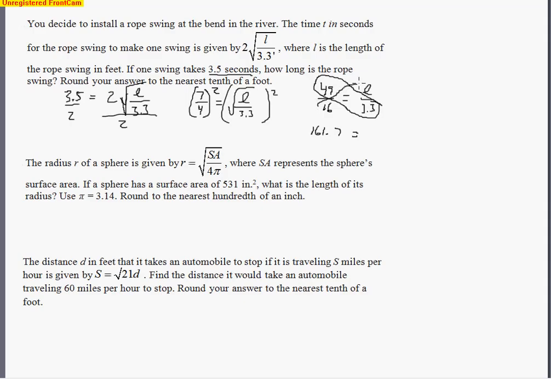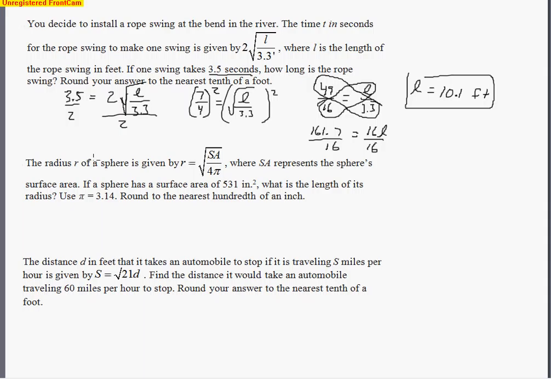Over here, I go ahead and multiply L by 16, makes 16L. Dividing by 16 gives us our answer. So it looks like the rope swing needs to be about 10.1 feet. And that's rounded to the nearest tenth of a foot.